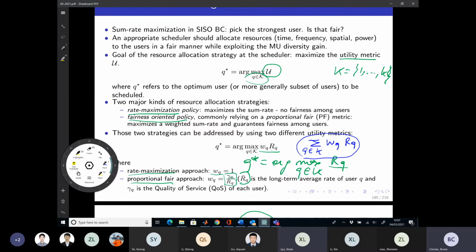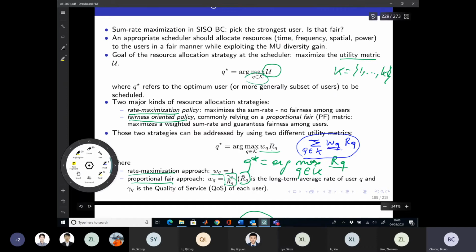It may change. The number of users you schedule for each realization may change. That will depend on the number of antennas. If you have 4 antennas and you do zero forcing beamforming, on some channel realizations maybe you will serve only 2 users. On some other channel realizations, you may serve 3 users. Maybe you can serve 4 users. But the way you will choose that may depend on the subset that maximizes this.